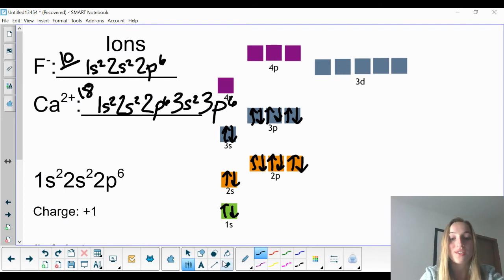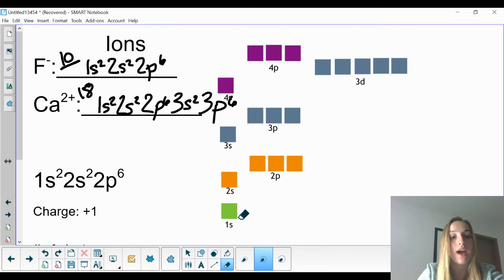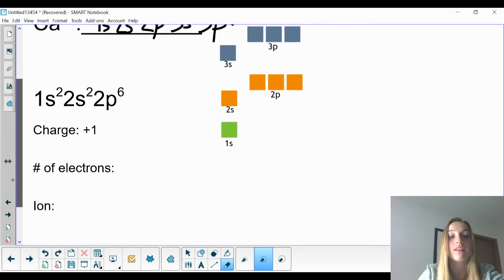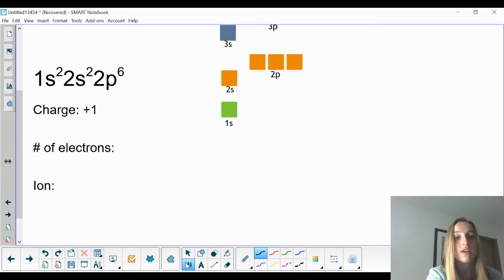One bonus challenge for you guys, this is just really good practice for you to be able to look at this both ways. If we have an electron configuration and we have a charge, we can figure out what our ion is. So we're going to kind of do what we did on our rally coach last week. We're going to add up our number of electrons. We're going to use these top numbers and add it up. So it looks like I have 10 electrons.